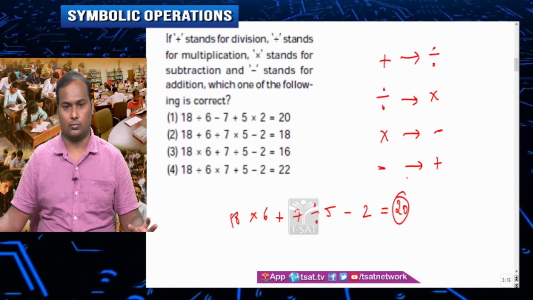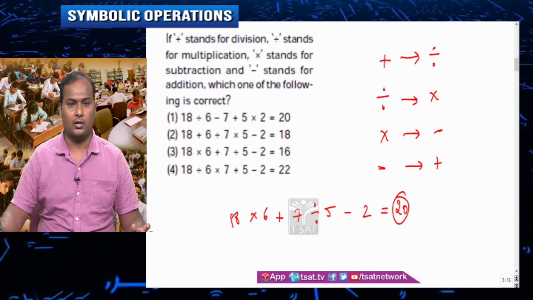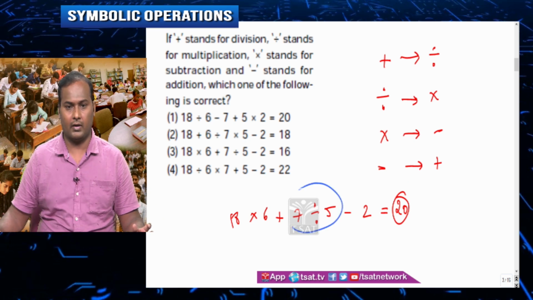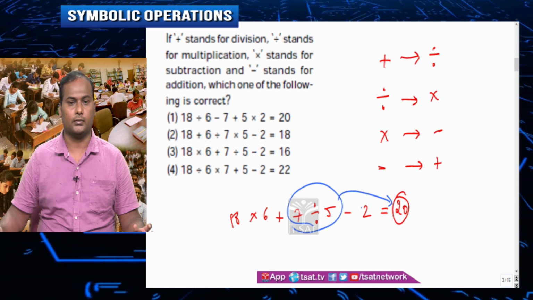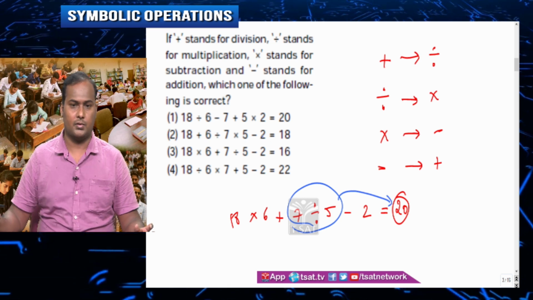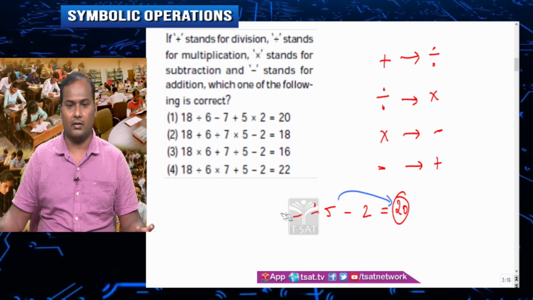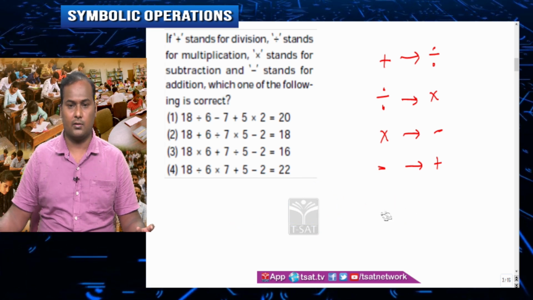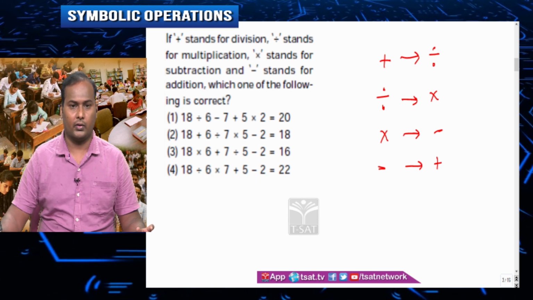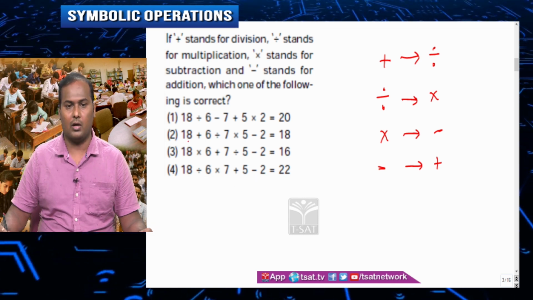See here, there is a clue. You should not do all these things. The moment you see 7 divided by 5, you will not get 20. So directly eliminate this option. In the examination, don't try to calculate each and everything. The moment you see that it is not possible, you avoid it so that you can save time. Now come to option 2.